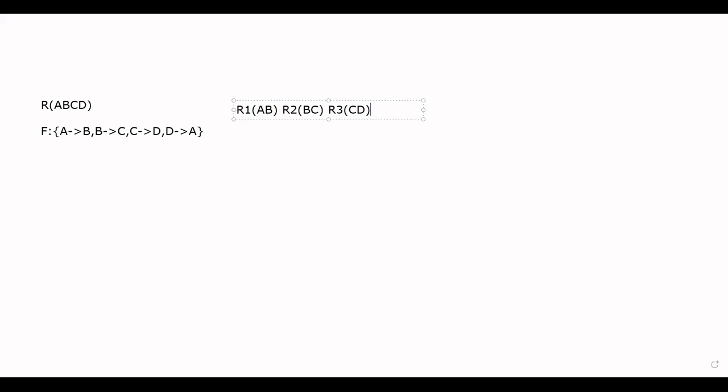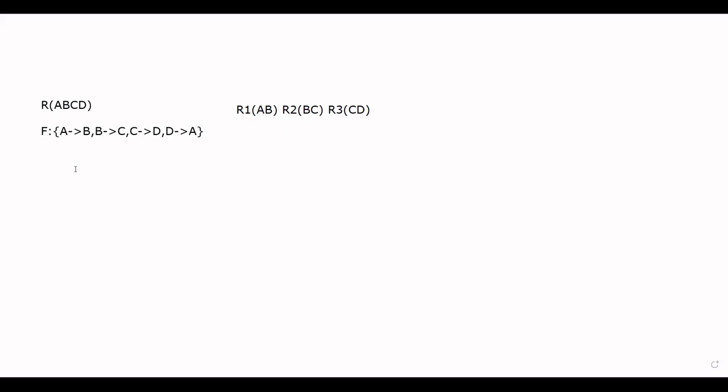Ma'am, it is dependency preserving. Good, correct. The last one, D to A, is a bit confusing, but you'll get it. Yes, ma'am. What about others, Abhay? Dependency preserving, right? Yes, okay. Now, the next question.